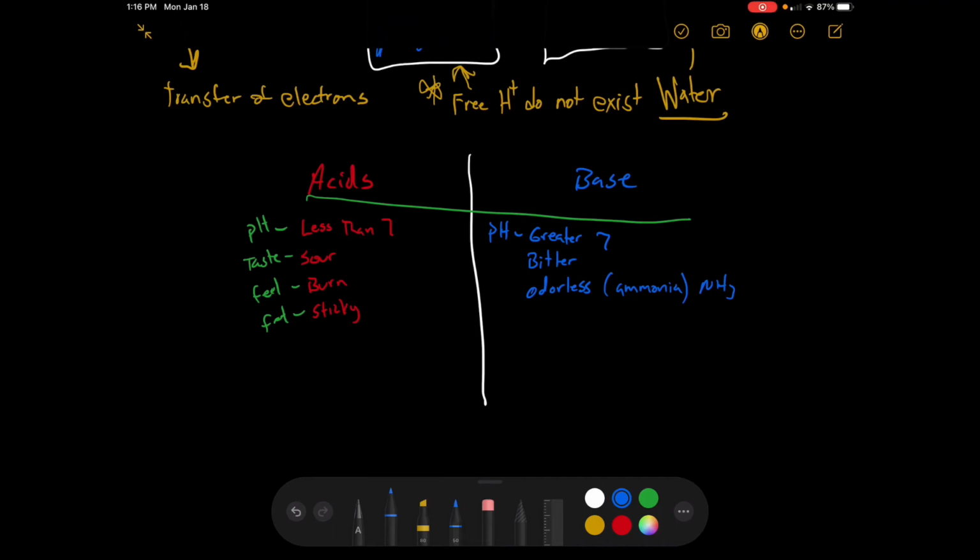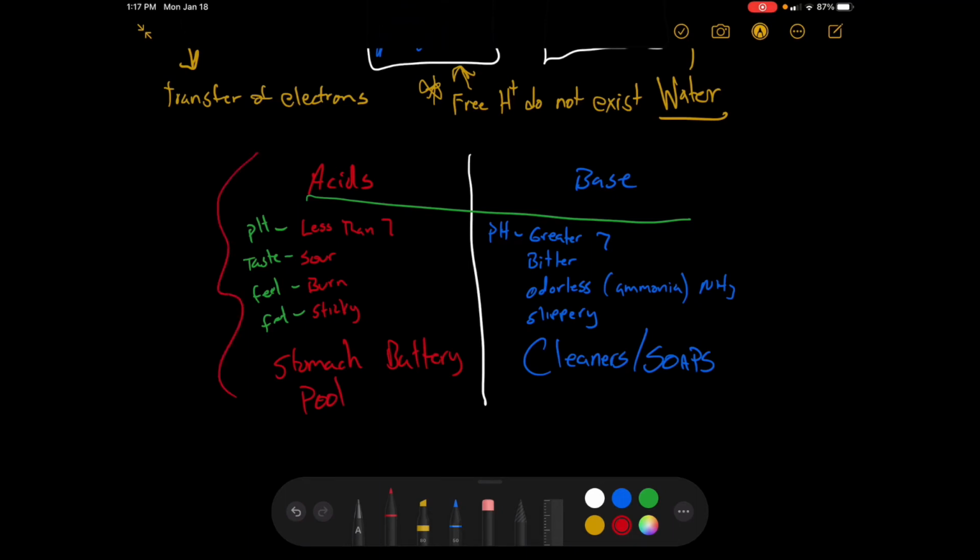So I don't know how they figured out that they were sour. I can figure out how they noticed that they burned and were sticky, but who tasted this stuff? I don't know. For the sake of science, people have given up stuff so much. So slippery are bases, slippery. When you think of bases, you can think of cleaners or soaps. When you think of acid, obviously you can think of stomach acid, battery acid, pool acid.